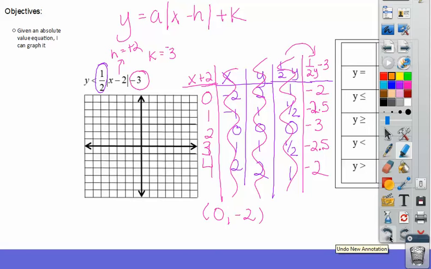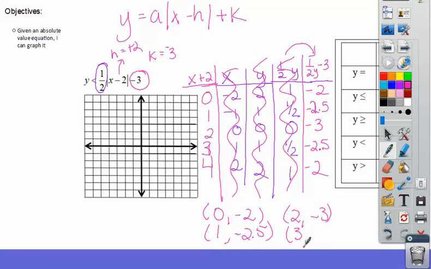The second one is the point 0, negative 2, or 1, negative 2.5. Then I have 2, negative 3, 3, negative 2.5, and finally 4, negative 2. So let me graph those and see what happens.